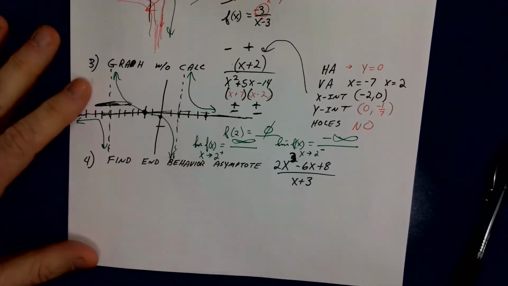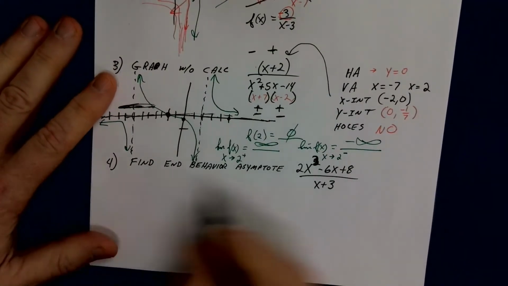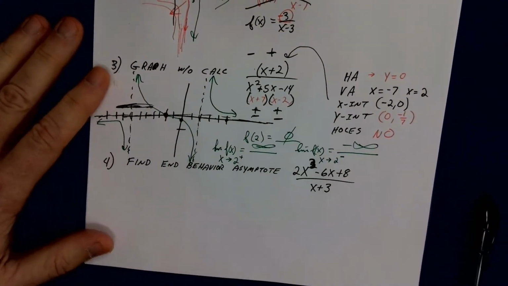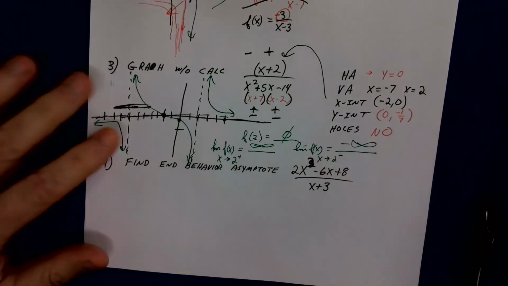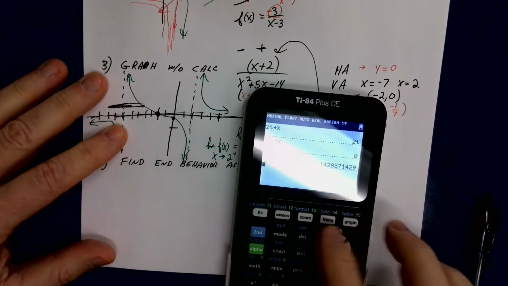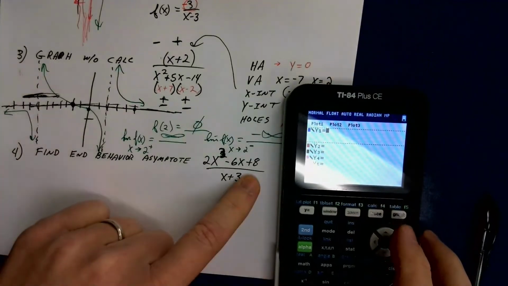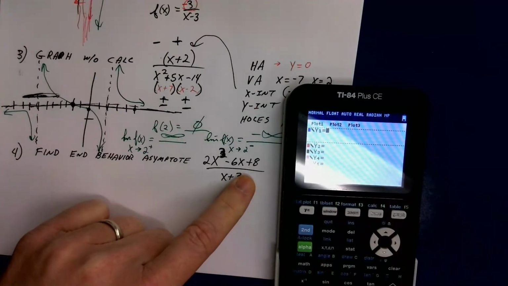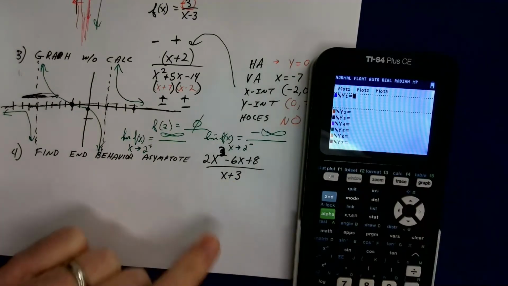I think I've done that enough, and with some of the other things I don't want to make this video too long. Okay, so here we go. Find end behavior asymptote. That's a cubic, so 2x cubed. So I'm going to put it in here first. We're going to pretend like we had this. I'm going to show you how we get what we get here without a calculator. So here we go.